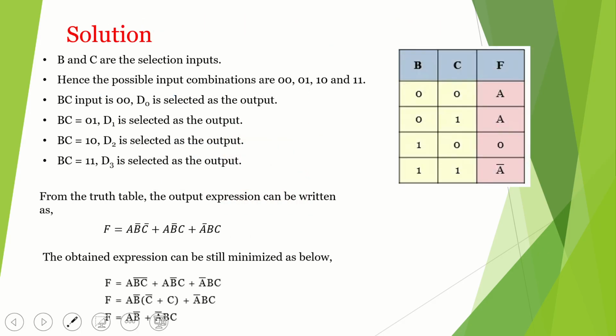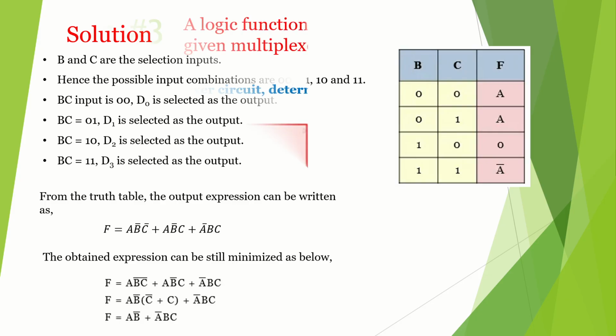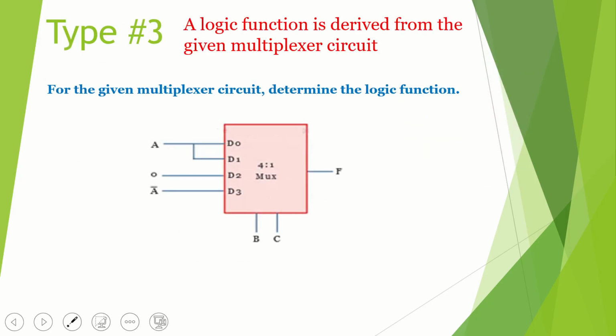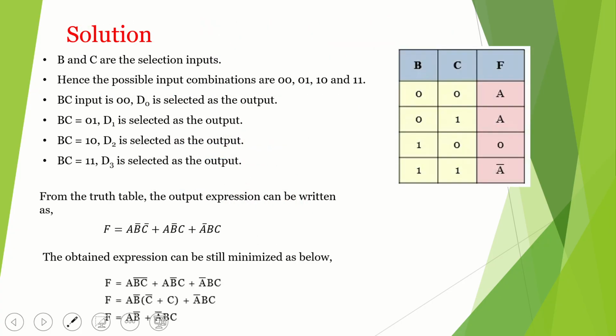So that is given here as a truth table. Here the B and C values are 0 0, 0 1, 1 0, 1 1. So when 0 0, A is selected. When 0 1, A is selected. 1 0 means 0 is selected. 1 1 means A bar is selected. We get this from this diagram. So for both D0 and D1, A is selected. Then D2 is 0. D3 is A bar. This is given in this truth table.